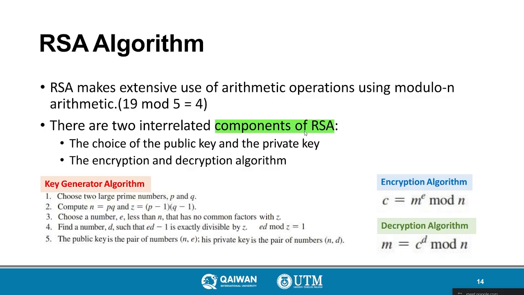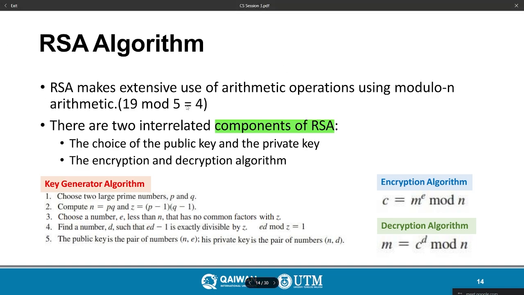No, I explained the mod in a previous class of cryptography. If you can remember, we said that 19 mod 5 is equal to 4. How did we get that 4? Can you remember?